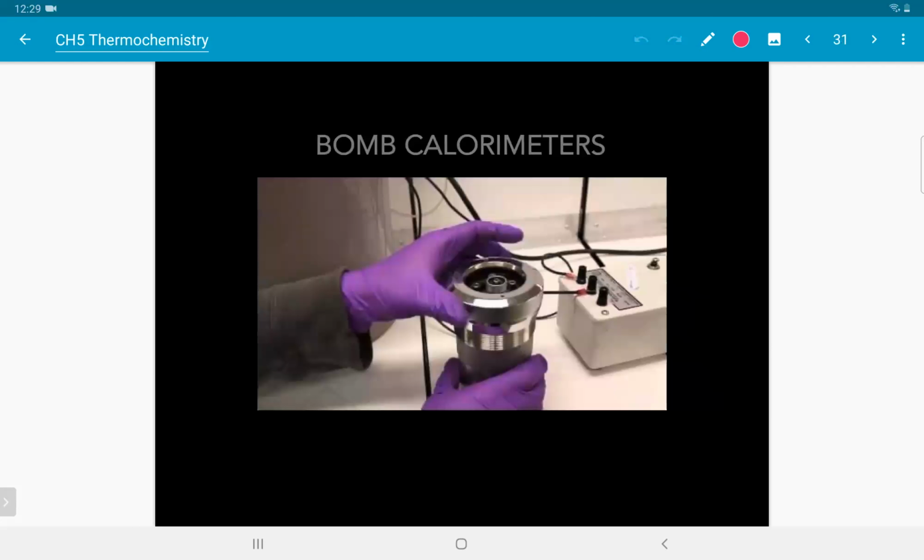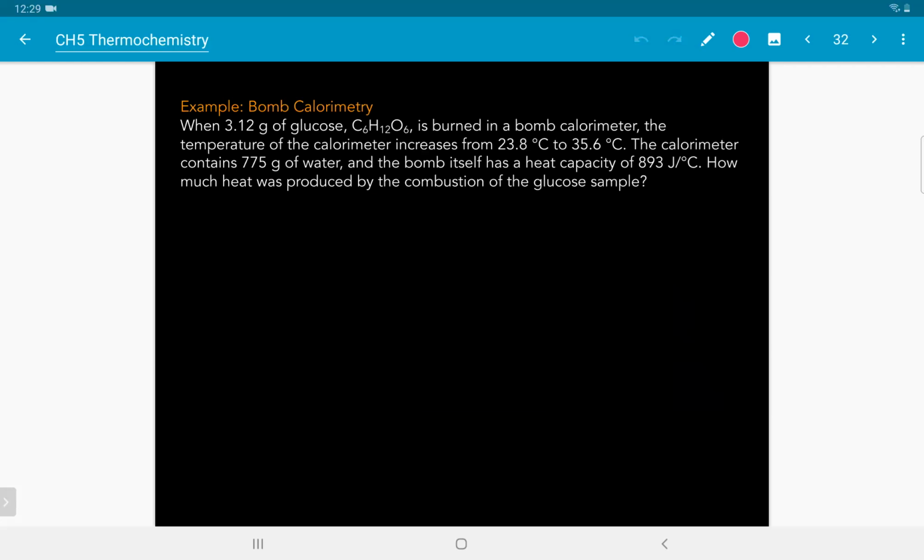So here's again that video I'd like for you to watch, but let's work the last example problem for this section, which is a bomb calorimeter problem. So here it is. When 3.12 grams of glucose is burned in a bomb calorimeter, the temperature of the calorimeter increases from 22 to blah, blah, blah. The calorimeter contains 775 grams of water, and the bomb itself has a heat capacity of 893 joules per degree Celsius. How much heat was produced by the combustion of glucose in the sample?